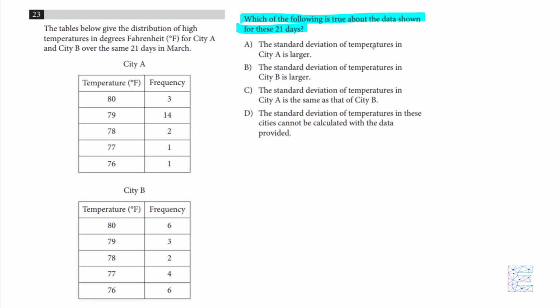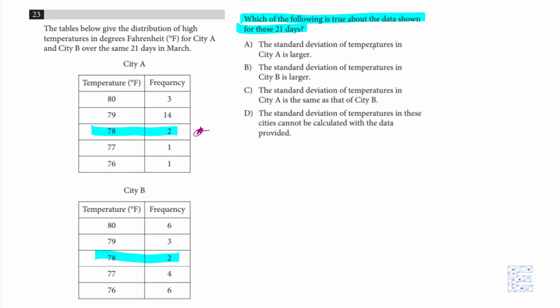The standard deviation of temperatures in City A is larger than City B. Okay, so standard deviation means how far away you are from the center. For City A, the center is right around 78, and the same thing for City B. The more points you have closer to the center, the smaller your standard deviation, because you're not spread out too far from the center.